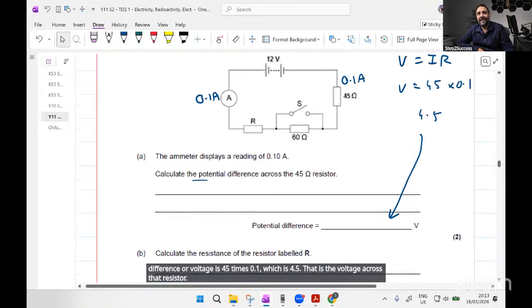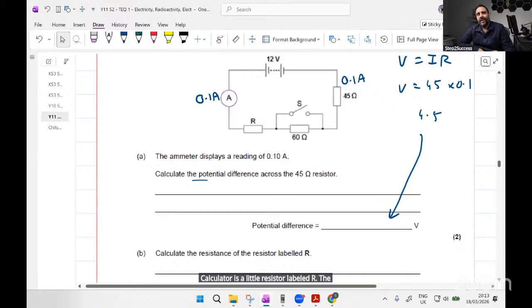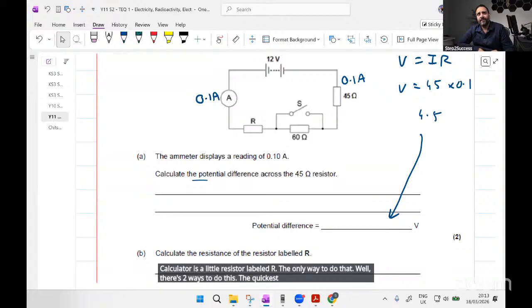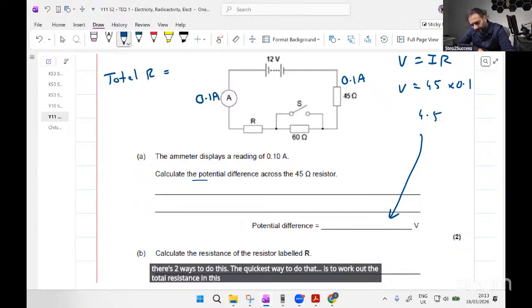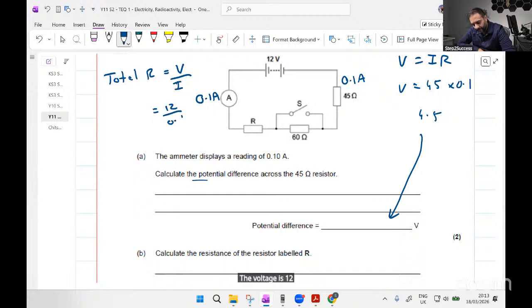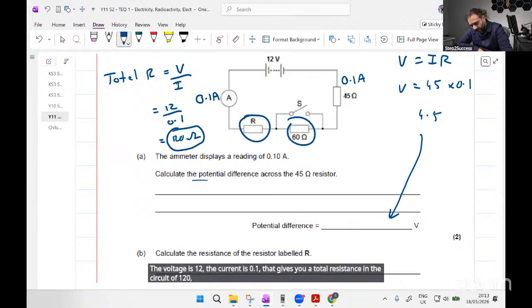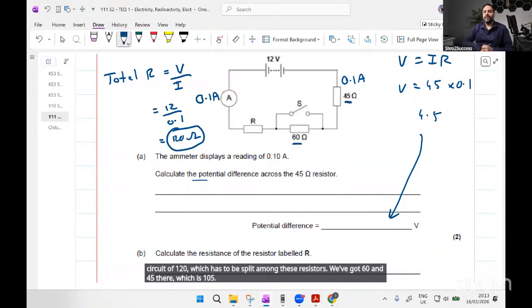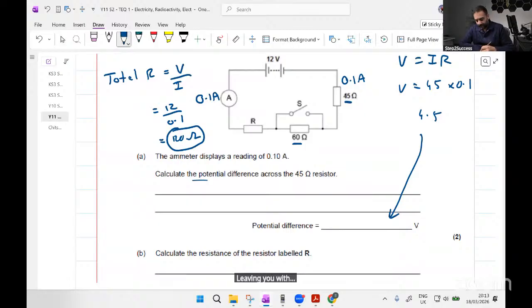Calculate the resistance of the resistor labeled R. There are two ways to do this. The quickest way is to work out the total resistance in this circuit by doing the voltage divided by the current. The voltage is 12, the current is 0.1. That gives you a total resistance in the circuit of 120, which has to be split among these resistors. We've got 60 and 45 there, which is 105, leaving you with 15. There is another way to do that, but I won't go into that.